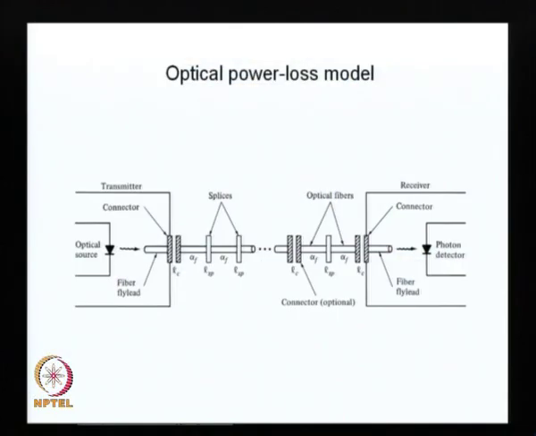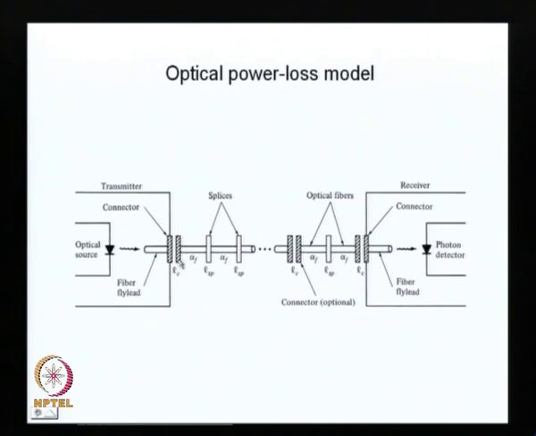So let us see, if I now go to these modules which we have for the optical point-to-point link, then on one side we have a transmitter which has an optical source. Optical energy from the source is coupled to the optical fiber through a connector. Then the optical signal travels on the optical fiber.